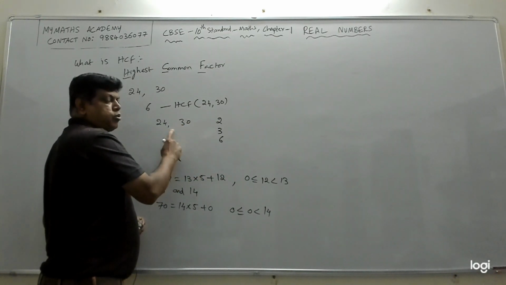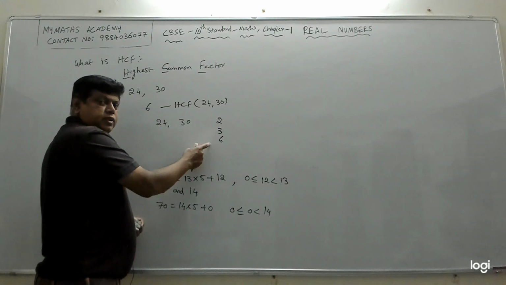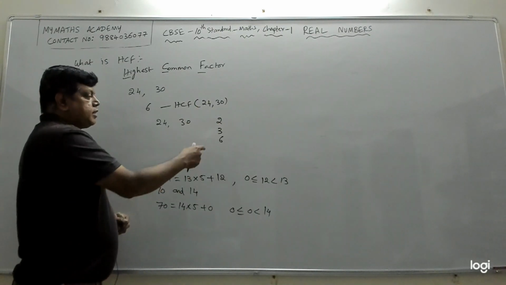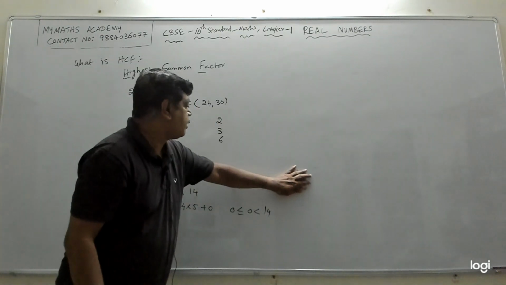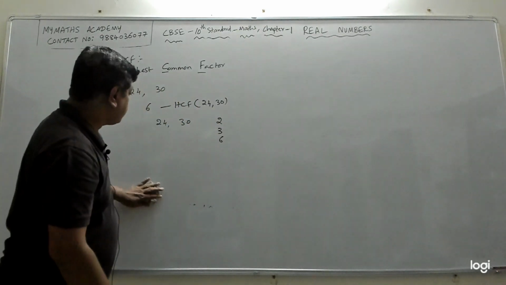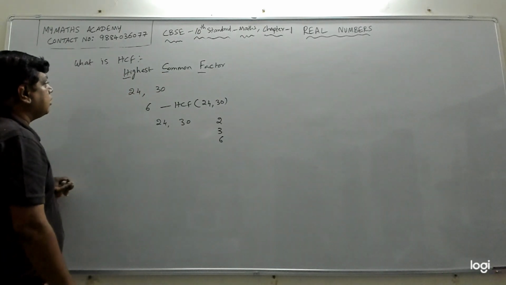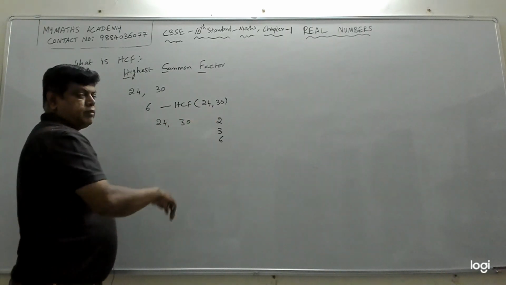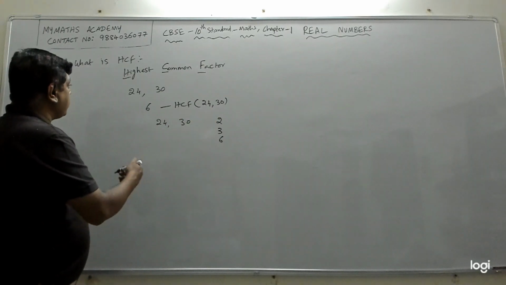2 is also a factor of both. 3 is also a factor of both. 6 is also a factor of both. Among those, which is the highest common factor? 6. So that is called HCF. So we will use Euclid's division algorithm to find the HCF between two numbers. Right? If you want, I will give you one more example.